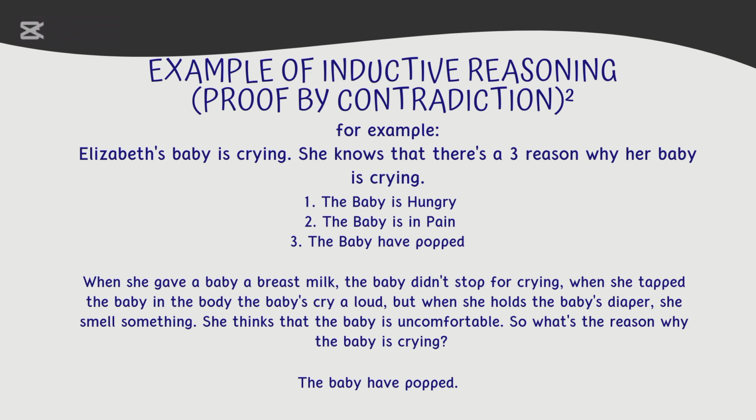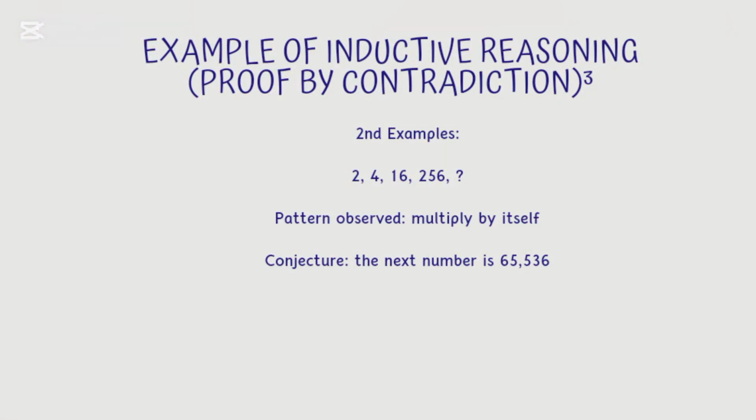So, let me give another example para hindi nakakaito. Second example. We have here 4 numbers. The 2, 4, 16, and the 256. And then question mark. So, what's the next? Anong sunod dyan? When you observe the numbers, anong unang pumasok sa isip mo? Maybe, sabihin na natin, multiply. Yes, multiply. Multiply by 2.